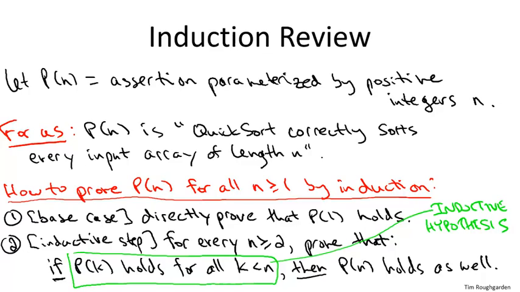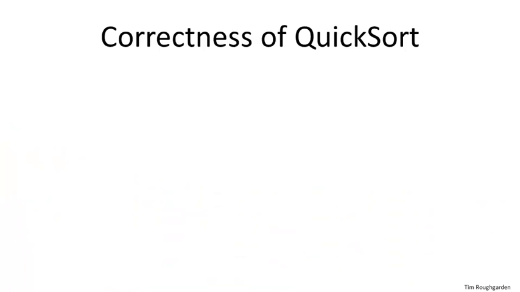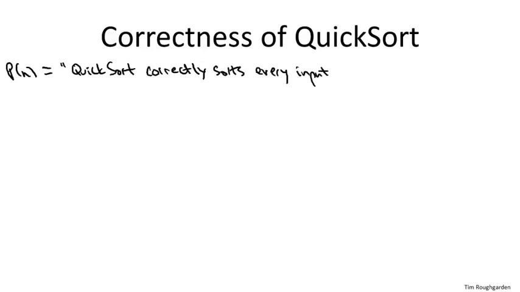Now let's instantiate this type of proof for establishing the correctness of quicksort. So let me write again what is the assertion we care about. Our definition of P of n is going to be that quicksort is always correct on arrays of length n. And of course, what we want to prove is that quicksort is correct no matter what size array you give it. That is, we want to prove that P of n holds for every single n at least 1. So this is right in the wheelhouse of proofs by induction. Okay? So that's how we're going to establish it.